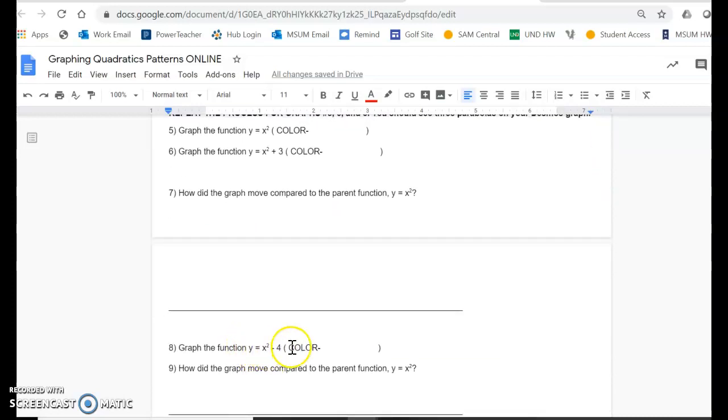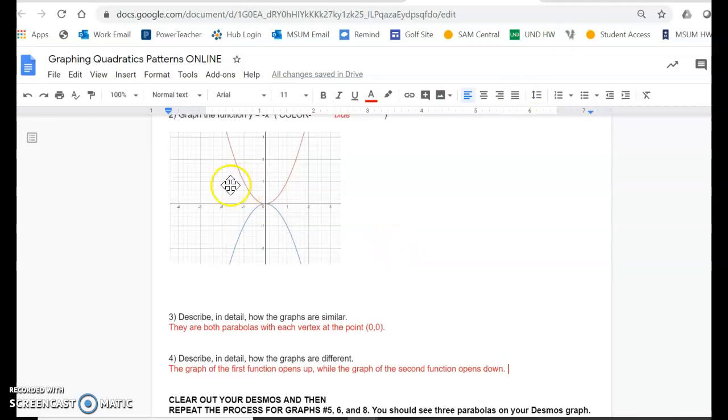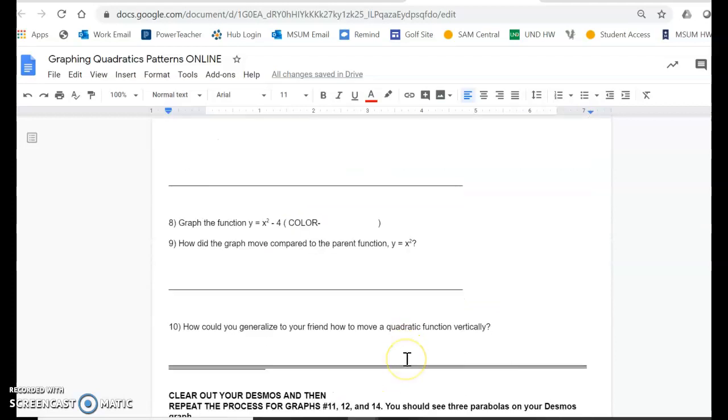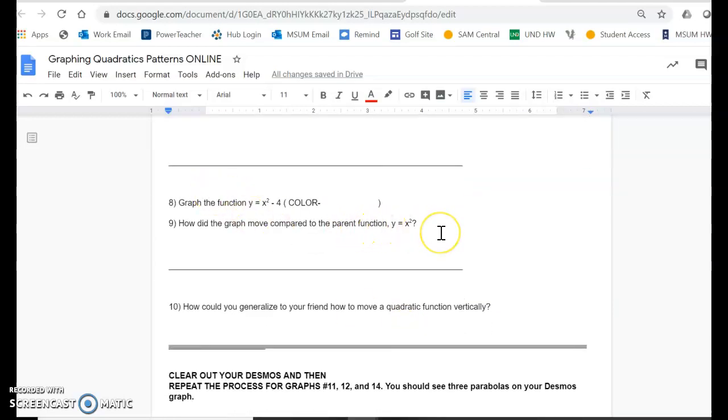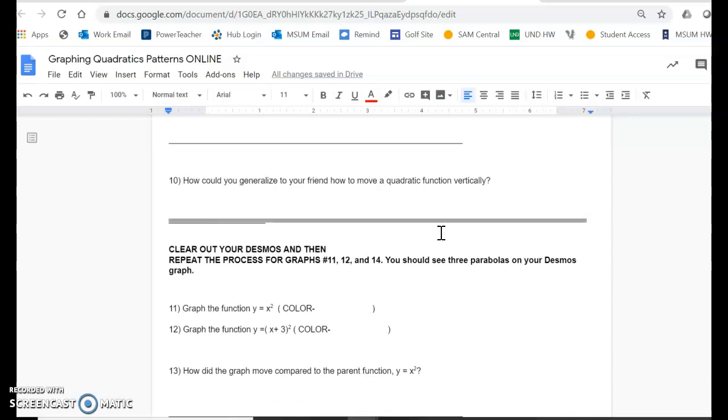And you're also going to graph this one. It's okay if you have them all graphed on the same screen. Just like you did up here, please make sure you put a picture once you have all 3 of them graphed. Again, you're just going to explain how they're different from y equals x squared. So you're going to say how did they move. So maybe you say they moved up 4, they moved left 4, whatever it might be.